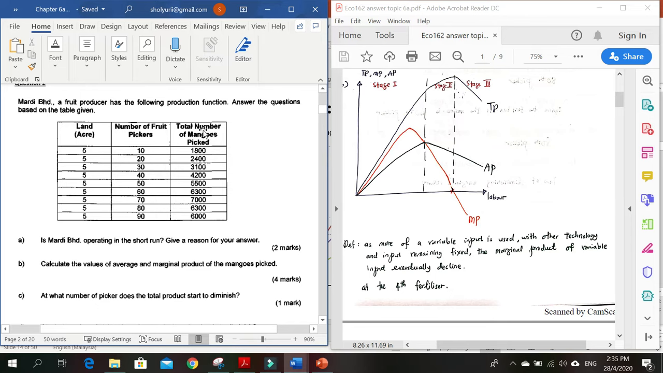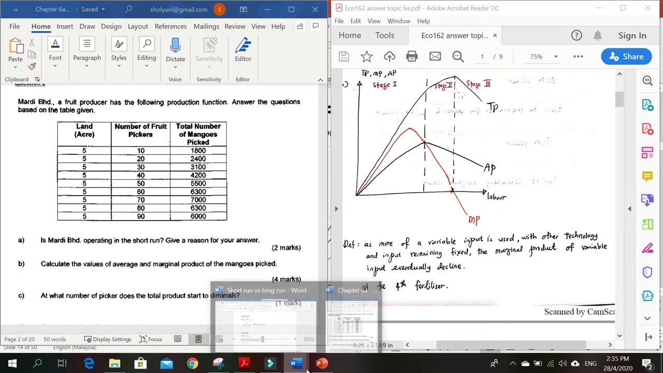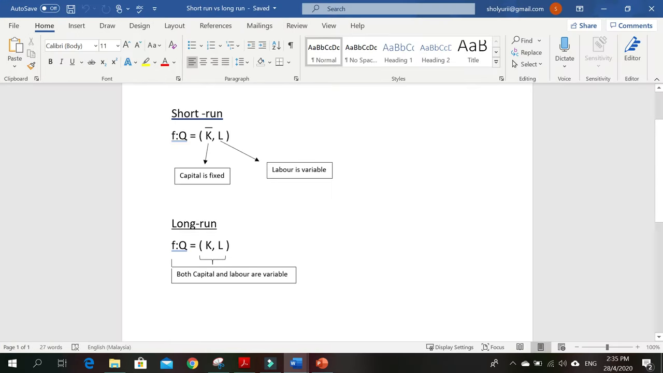Sebab kita cakap total numbers of mangoes picked. Is Madi Berhad operating in short run? What do you think? Short run or long run? Yes lah kan. Because they have one fixed input and one variable input. The condition to be in short run, satu input mesti fixed, and another input is variable. While in the long run, both inputs are variable. How do I know? Sebab dia tak ada hat ke atas dia. Both tak ada hat. Tak ada tanda palang tu.